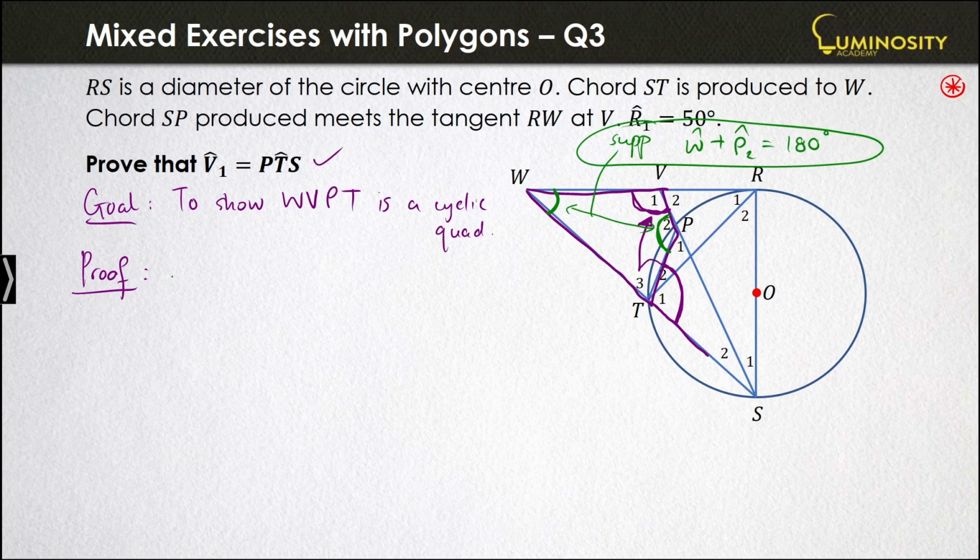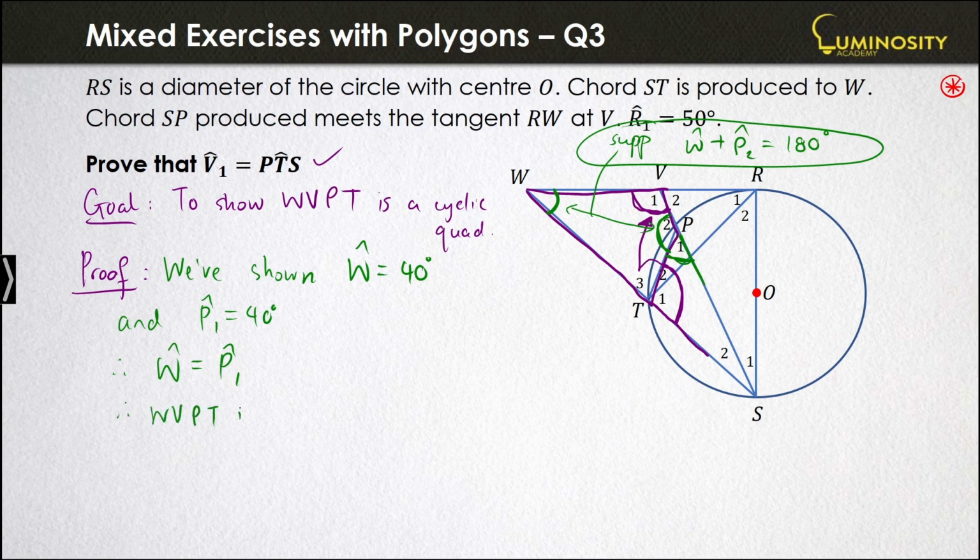Okay, so notice, we've shown that angle W is equal to 40 degrees already. And angle P1 we worked out to be equal to 40 degrees as well. So actually you could even use this argument here, that this exterior angle is equal to this interior opposite angle. So we can even use that. So I can say, therefore, angle W equals angle P1. Therefore, WVPT is a cyclic quad.